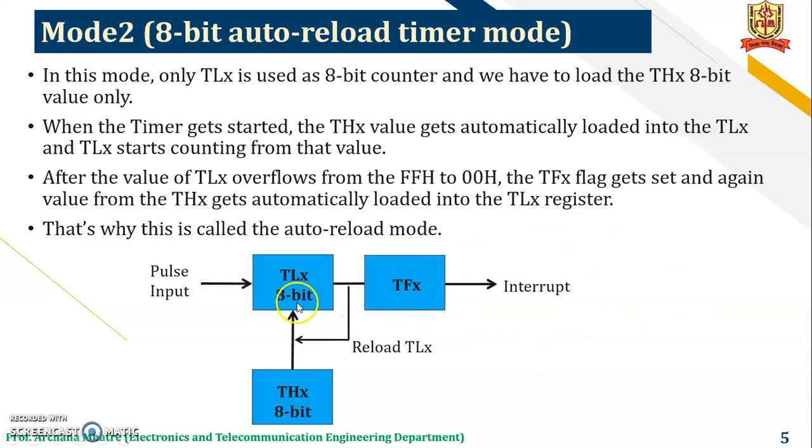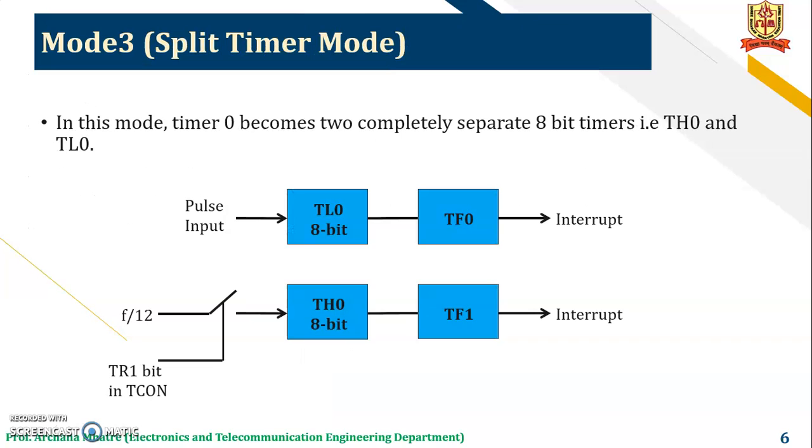Here you can see that TLX is an 8-bit register and THX is an 8-bit register. The pulse input is given to the TLX register. When TLX overflows, the overflow flag will be set and the value from THX is reloaded into the TLX register. So it is an 8-bit auto reload timer mode. Now next is mode 3. It is a split timer mode.